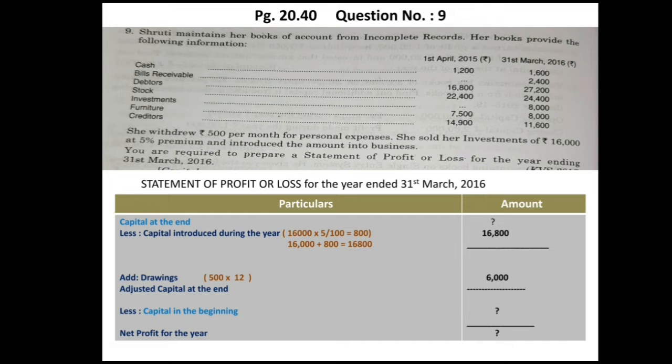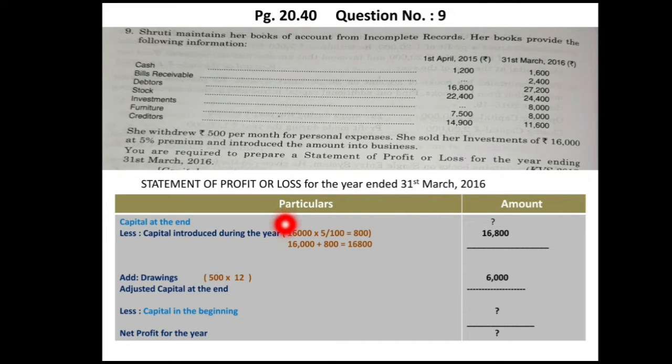Now, what is the requirement of the question? The last line. You are required to prepare a statement of profit or loss for the year ending 31st March 2016. So the question is asking you to prepare the profit and loss of this particular business, and the year ending of this business is on 31st March 2016. Okay, so as you know that to know the profit of the business, you can prepare a statement of profit or loss for the year ended 31st March 2016. We are moving to the solution part of this question. So you can do this problem along with me.